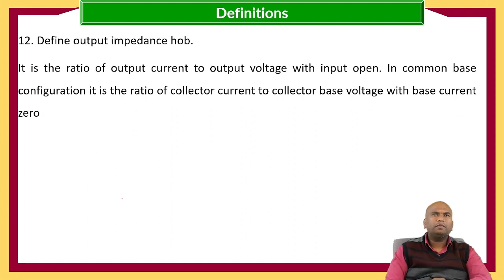Define output impedance HOB. Here it is the ratio of output current to the output voltage with input open. In common base configuration, it is the ratio of collector current to the collector base voltage with base current 0. Here output impedance HOB is equal to IC by VCB.